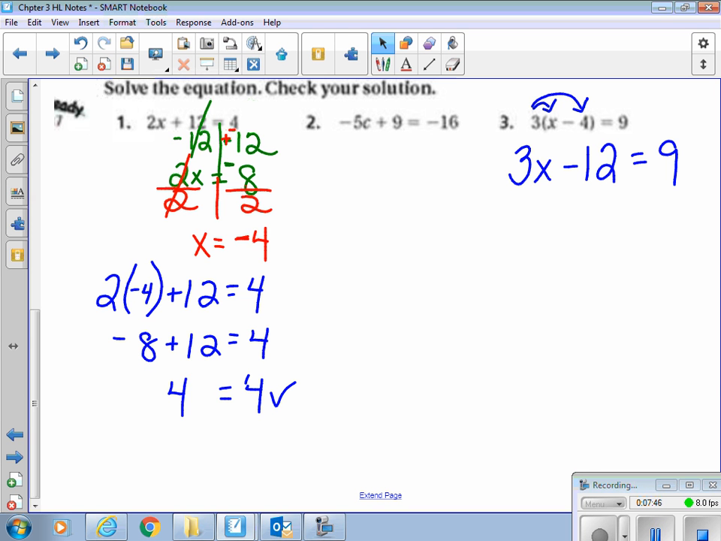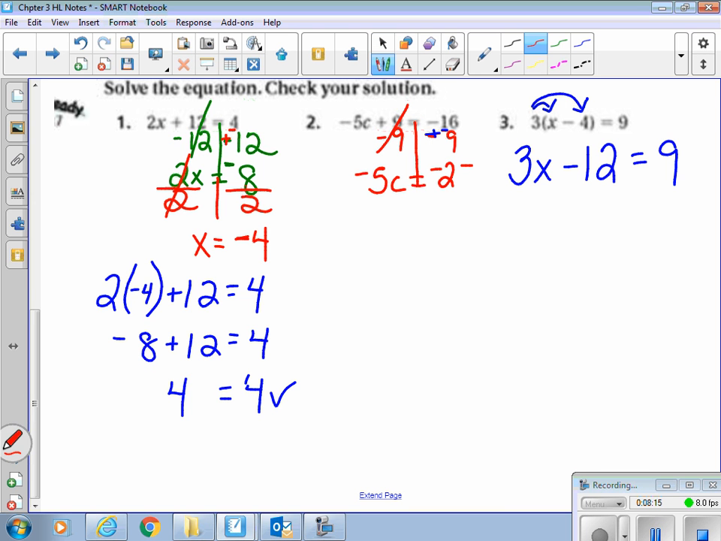In number 2, the first part that you should have been getting rid of would be that plus 9. We want to undo that addition. To undo it, we are going to subtract 9 from both sides of the equal sign. A 9 minus 9 cancels out, leaving me with just negative 5c over there. On the other side, thinking about our keep, change, opposite rule, you're looking at negative 16 plus a negative 9, which is going to give you a negative 25.